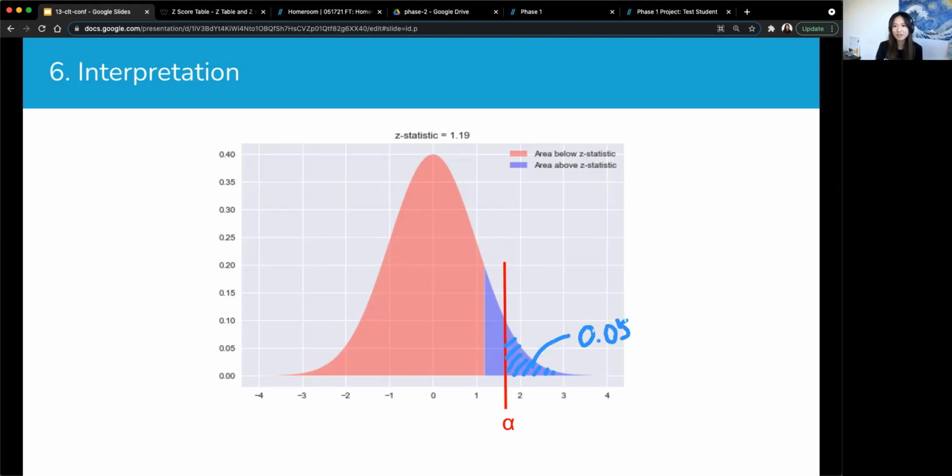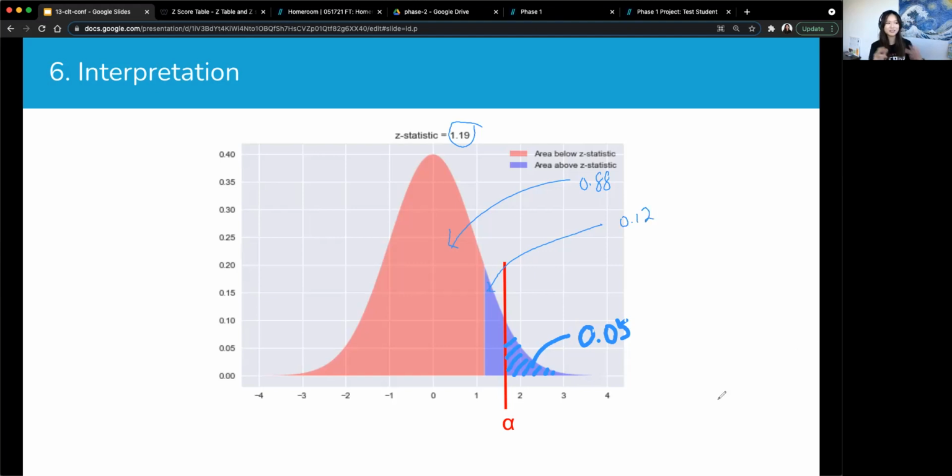So if you remember, this one's 0.05. I'm gonna make this not so thick. All right, this is 0.05. If you remember the associated probability with a z statistic of 1.19, this is 0.88. Therefore, this blue area here, which is actually our p-value, is 0.12.